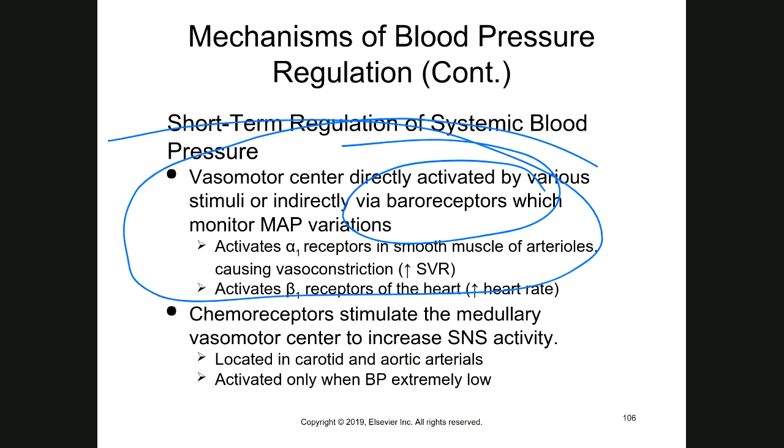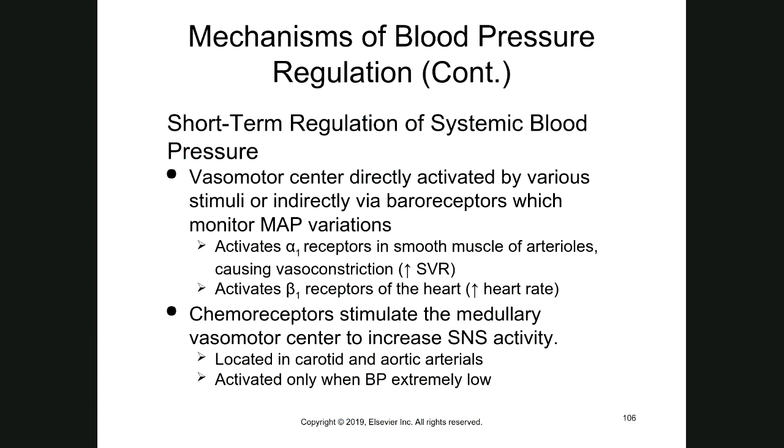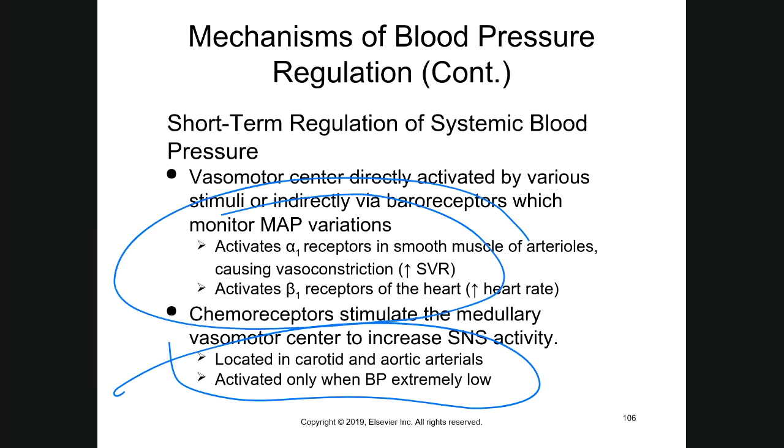Now, the chemoreceptors also stimulate the medulla oblongata in the brainstem to increase sympathetic nervous system activity. These are located in the carotid and aortic areas, and only show up when the blood pressure is extremely low. That's why many people confuse these in the question. Is this a short-term regulation? Is this one that I need to pay attention to? Is this something that will take longer? Be careful with that difference, because I will mention this again after these PowerPoints too.